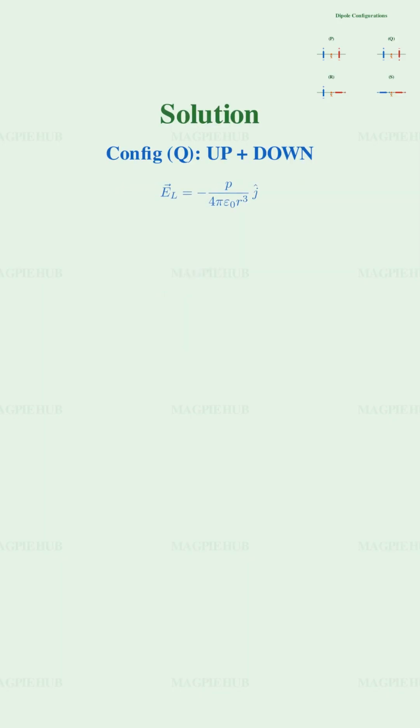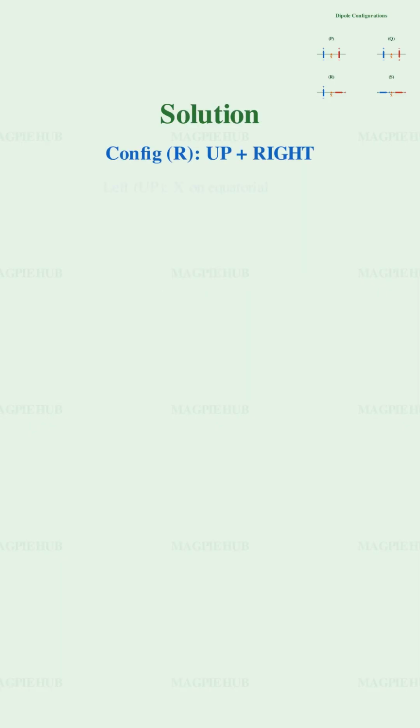Configuration Q: left dipole points up, right dipole points down. The left dipole's equatorial field at X is minus P over 4 pi epsilon naught r cubed j hat. The right dipole points down, so its equatorial field at X is plus P over 4 pi epsilon naught r cubed j hat, which is opposite. The two fields cancel exactly. Total E equals 0. This matches option 1.